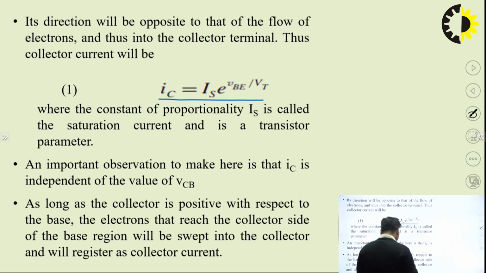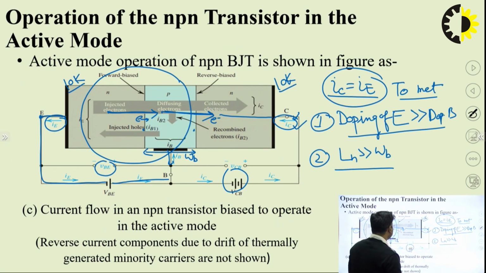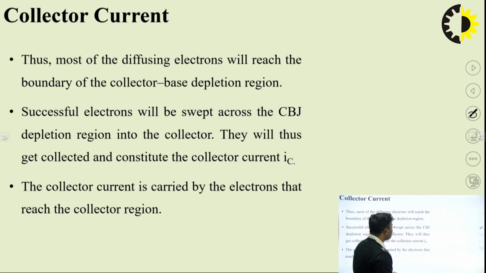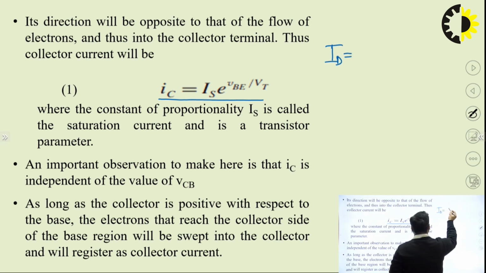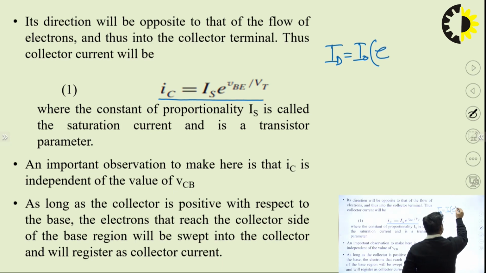In fact, this is a PN junction diode. You can visualize this as a PN junction diode. And in a PN junction diode, we know that the diode current can be written as ID equal to some saturation current. You may write I naught or IS, anything. It is the saturation current, the current due to thermally generated carriers. It is equal to e to the power V upon Vt minus 1.